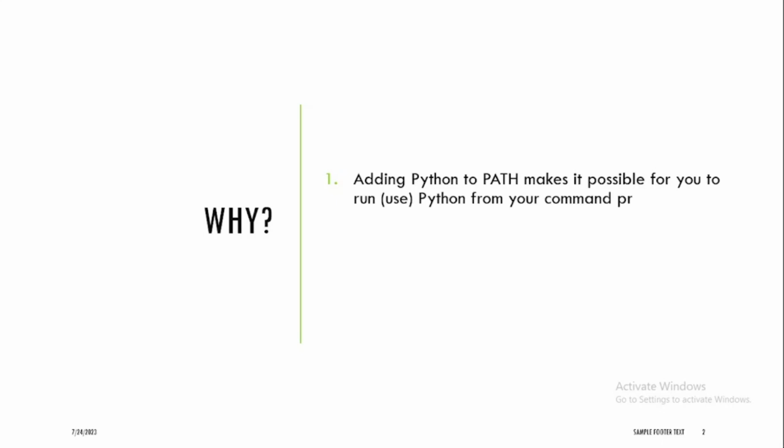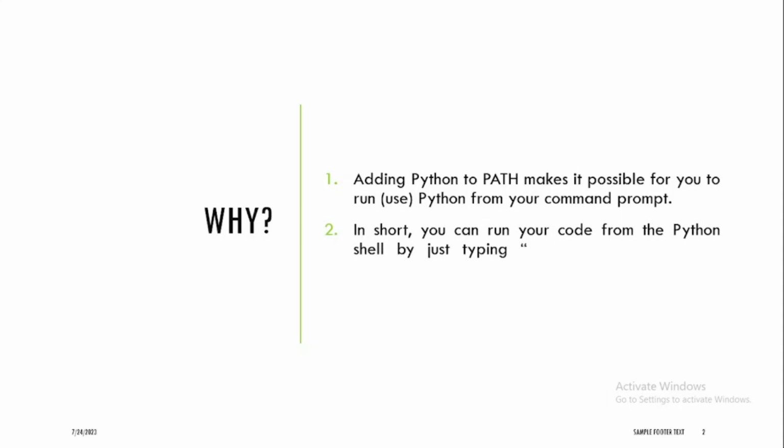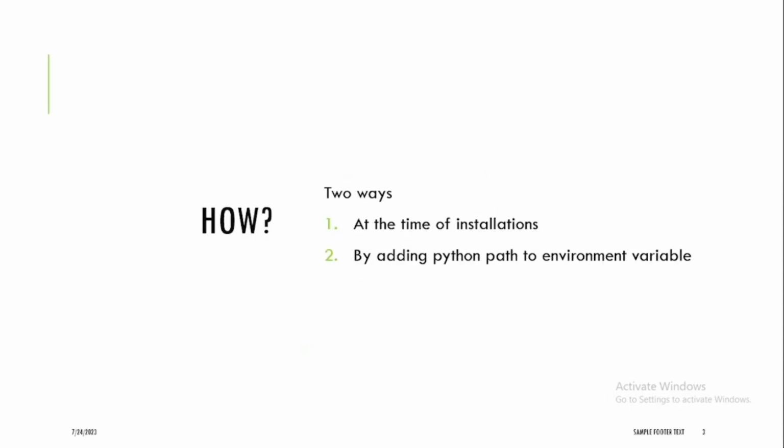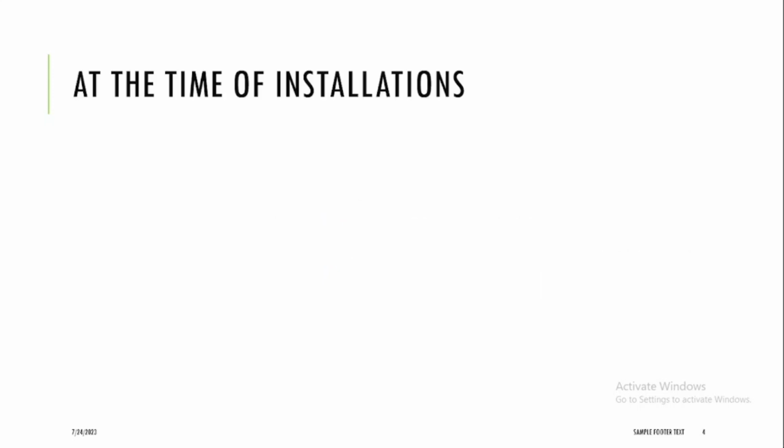Why do this? There are two reasons. Adding Python to path makes it possible for you to run or use Python from your command prompt. In short, you can run your code from the Python shell by just typing Python in the command prompt. Two ways: at the time of installation and by adding path to environment variable. So let's see what to do at the time of installation.